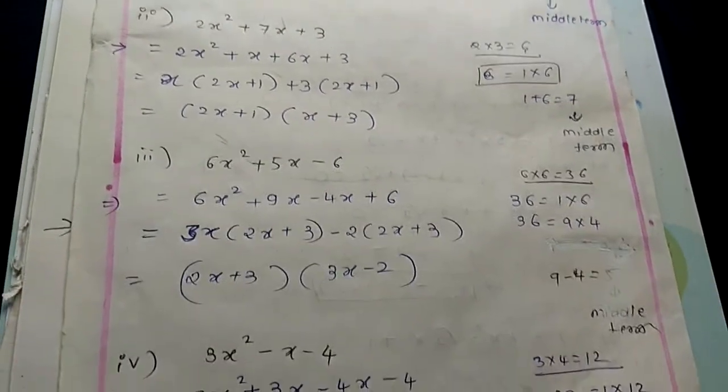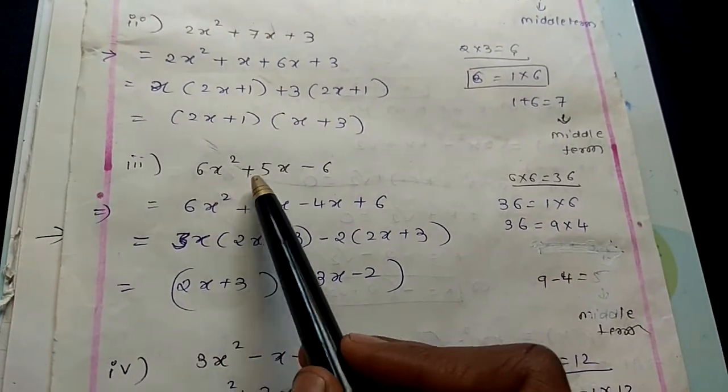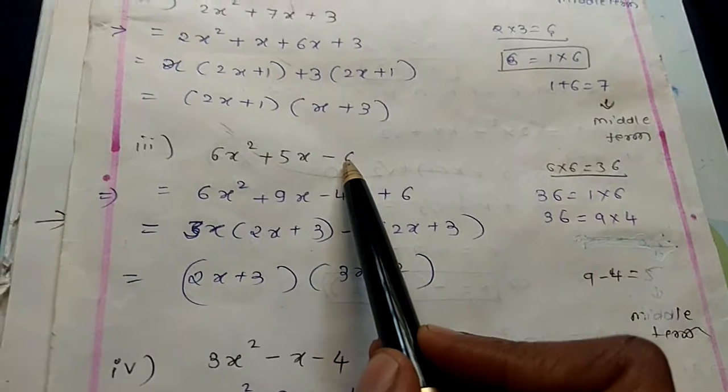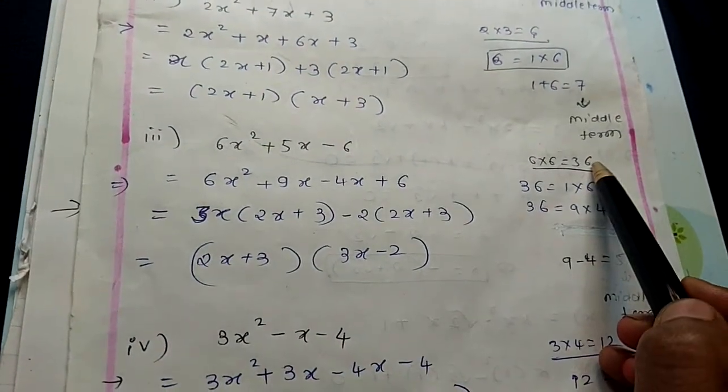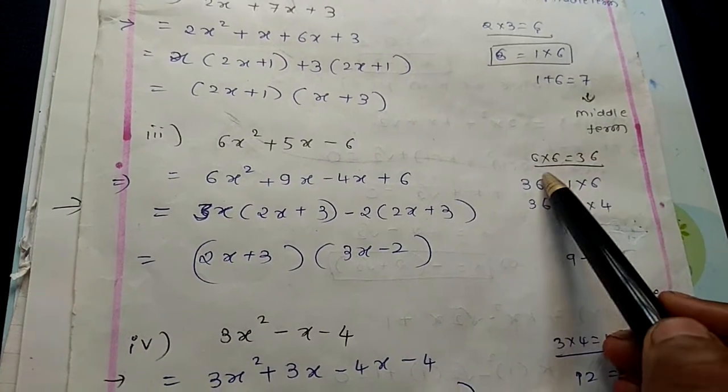Next we'll move to the next example. 6x square plus 5x minus 6. So first of all you have to multiply these two. 6 6s are 36.